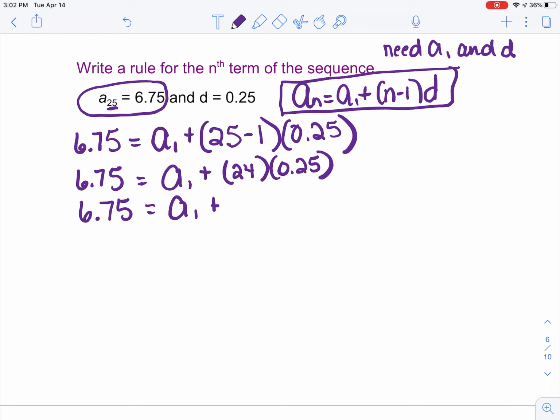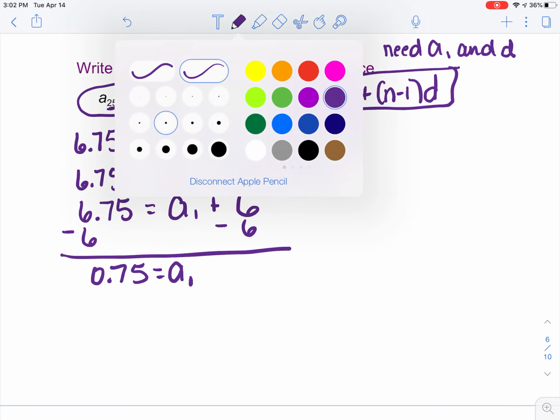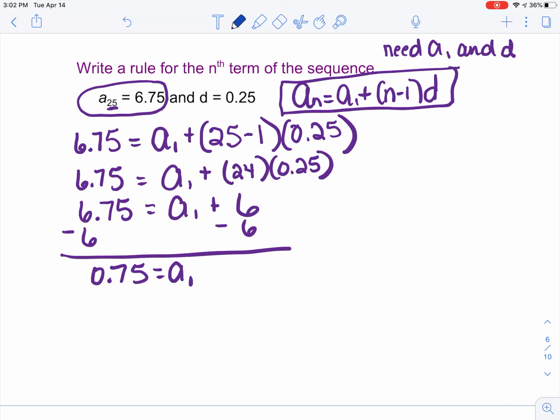6.75 equals a sub 1 plus multiply 24 times 0.25 and I get 6. Subtract the 6 and 0.75 turns out to be my first term. So now I can work with my first term being 0.75 and my D is 0.25. Now I'm going to put it back into the formula to find my rule.